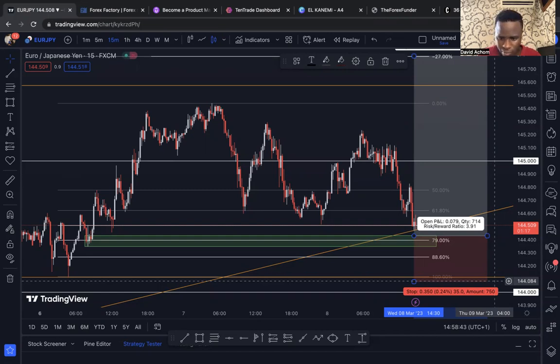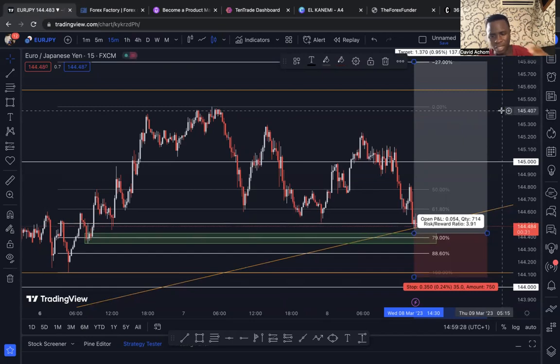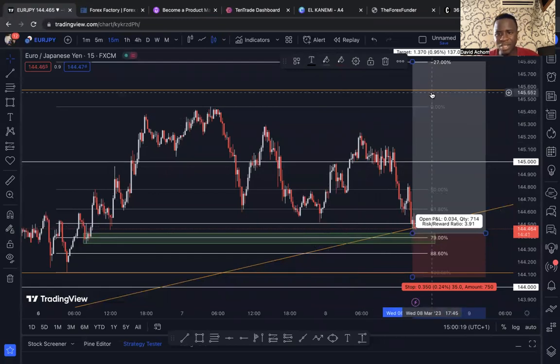TP 145.800, right? That's 137 pips. Use proper risk management. So I've sent it to you guys: the entry, the stop loss, the take profit. Proper risk management, I beg you. So we have seen the entry criteria.